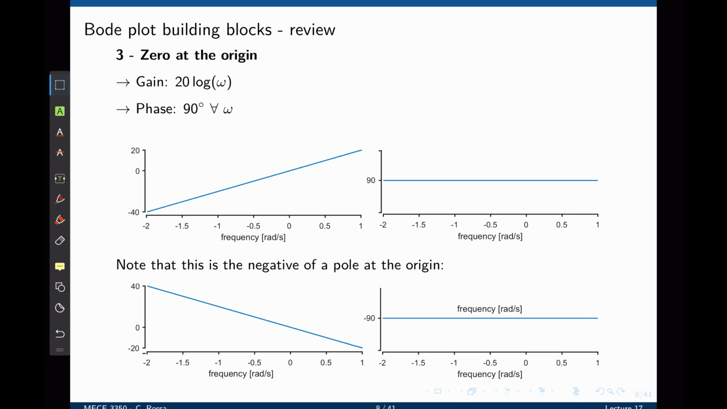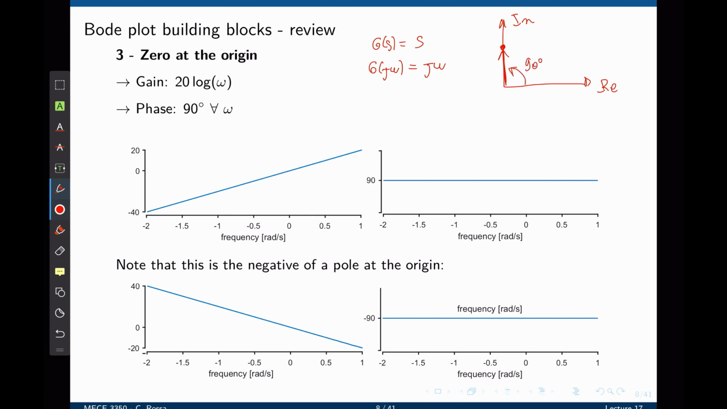In this case, our transfer function is defined as G(s) equals s, or G(jω) equals jω. If you plot this transfer function on the real and imaginary axis, we see that we are placed this time on the positive side of the imaginary axis, so the angle of the transfer function is always positive 90 degrees. The phase will then look like this, a constant value of 90 degrees for all frequencies.